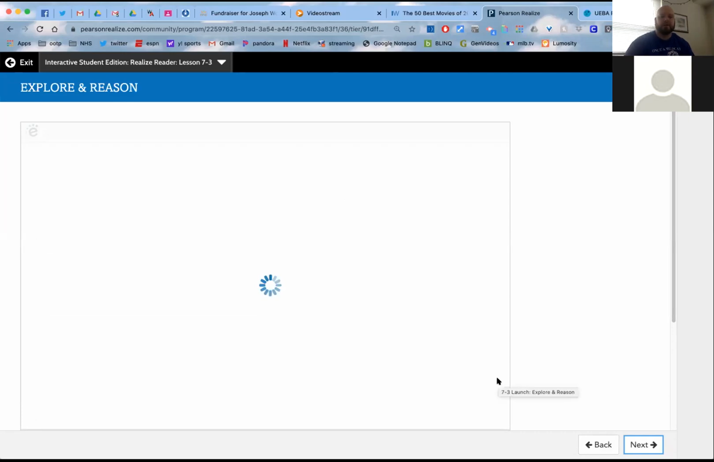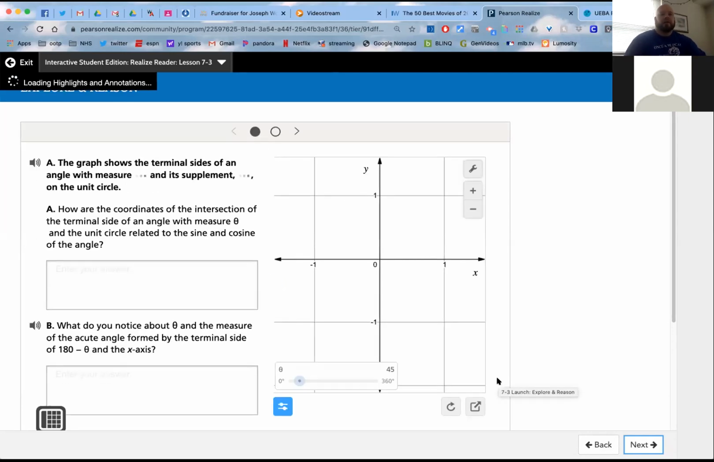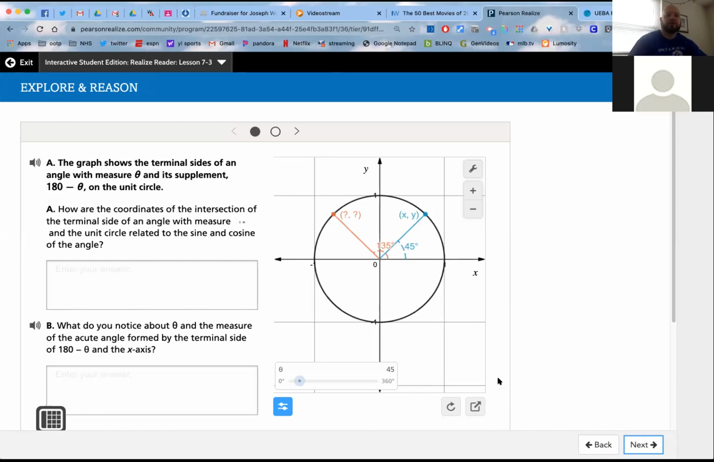And our warm-up says, the graph shows the terminal sides of an angle with measure theta and its supplement 180 minus theta on the unit circle. So before I even read part A, I'm just going to show you this picture over here. The angle theta is the blue angle, and the orangish reddish angle is the supplemental angle. And you can see the way they're set up right now, the blue angle is 45 and the orange one is 135. If you added those together, you would get 180.